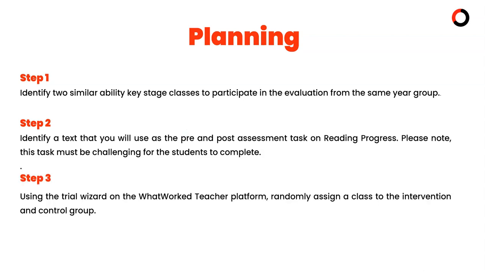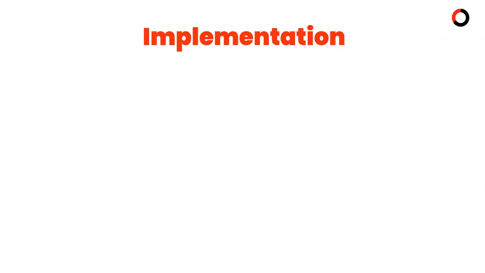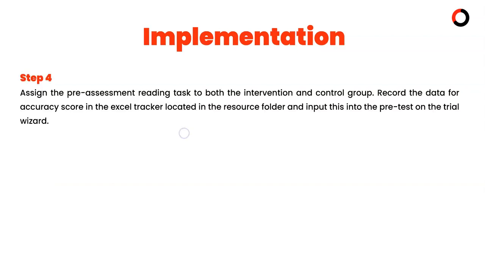And step 3, using the trial wizard on the What Works Teachers platform, randomly assign a class to the intervention and the control. Implementation. So assign the pre-assessment reading task to both the intervention and control groups in the Microsoft Reading Progress and get them to complete this. Record the data for the accuracy score in the Excel tracker located in the resource folder and then input this into the pre-test area on the trial wizard.